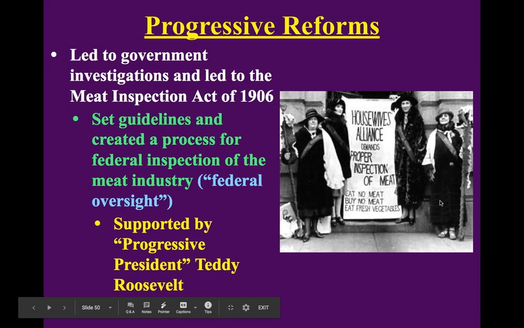Here you see some protesters. Housewives' alliances demand proper inspection of meat. They were saying they were going to boycott meat and only eat fresh vegetables until they got proper inspection of meat.